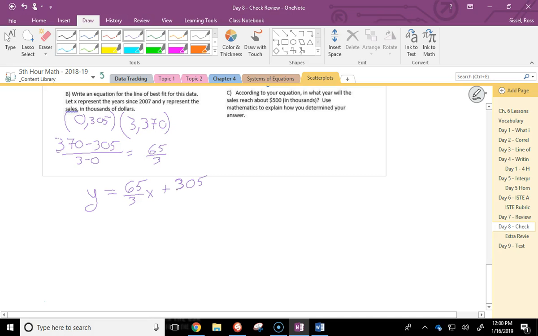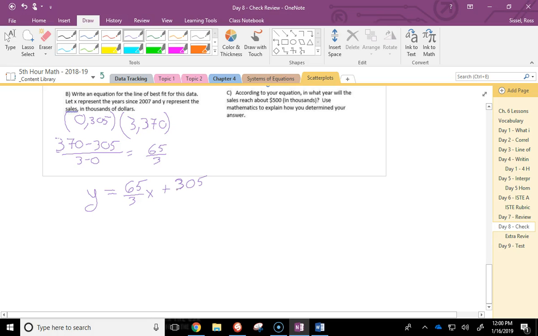Last question. And this is the last thing, and this is the big one, because I had a couple people make mistakes on this. When we are interpreting this, according to your equation, in what year will the sales reach about $500 in thousands? Use mathematics to explain how you determine your answer.